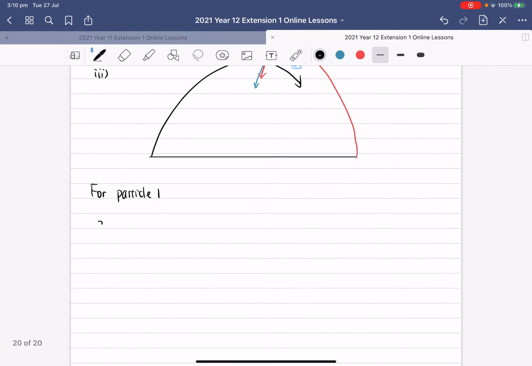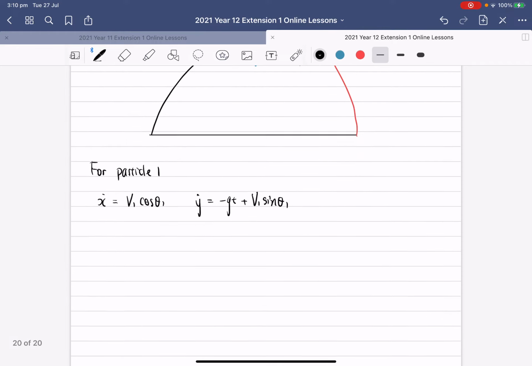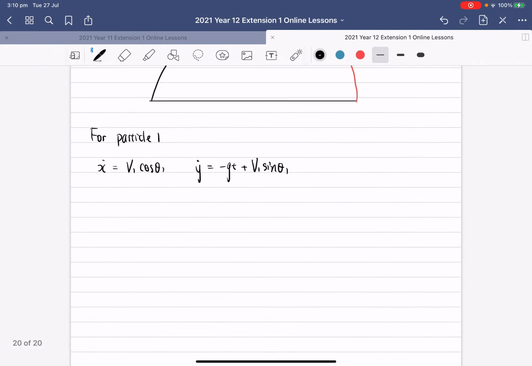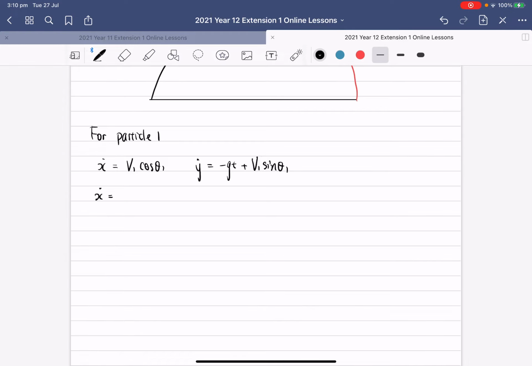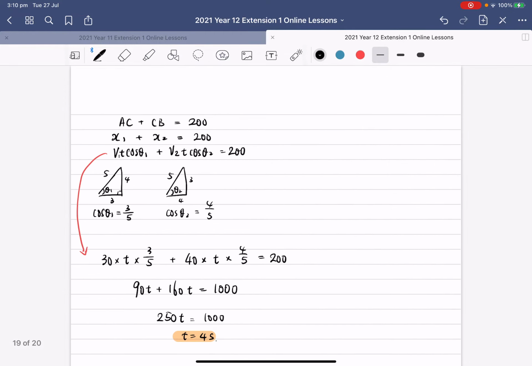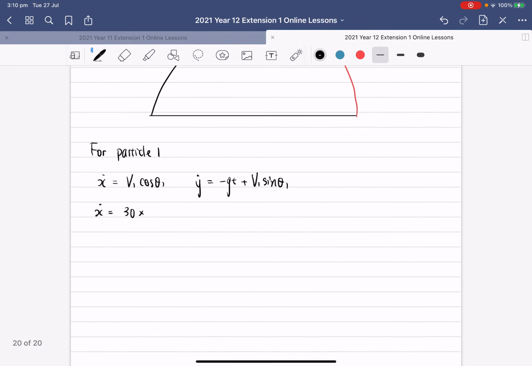Okay, so therefore, for particle one, we write down everything we know. X dot is equal to v1 cosine theta 1. Y dot is equal to negative gt plus v1 sine theta 1. Now let's find out all the things we know. So x dot is equal to v1, which is 30 cosine theta 1. That's 3 over 5, and that equals 18 meters per second, that's the horizontal motion.